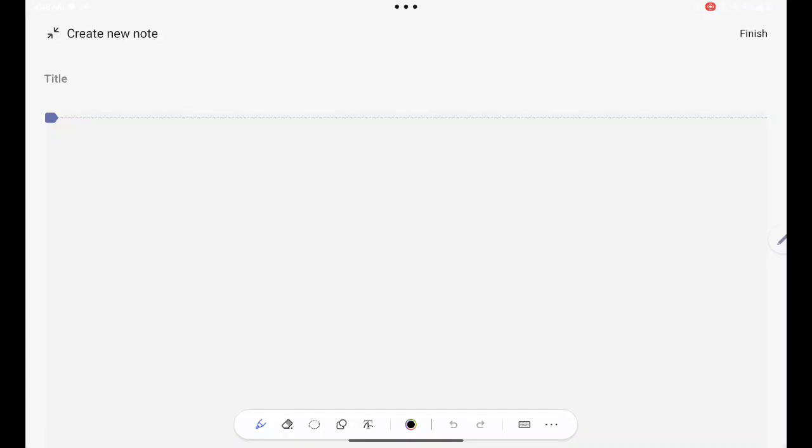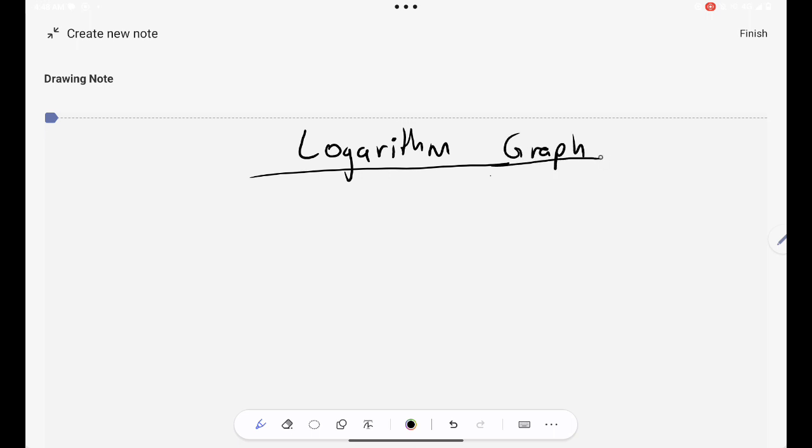Hello everyone, today I'm about to explain the logarithmic function. The log graphs.